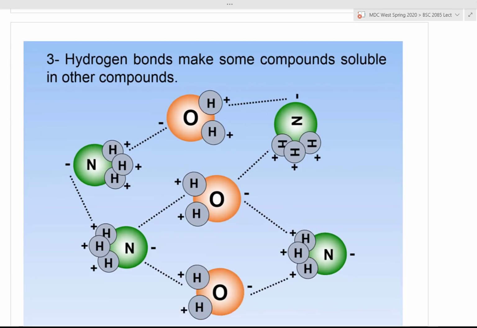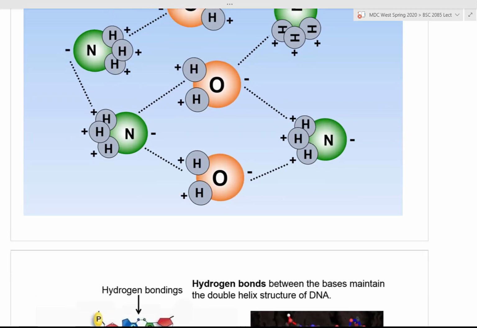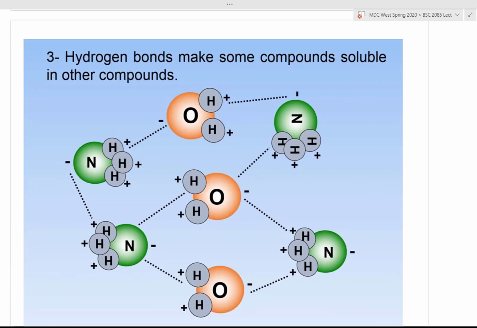Now, hydrogen bondings are actually good because they can interact with pretty much any other molecule, and in this case, it allows for solubility of compounds. In this case, we have NH3, which is ammonia, right? And where do you actually see this almost all the time?